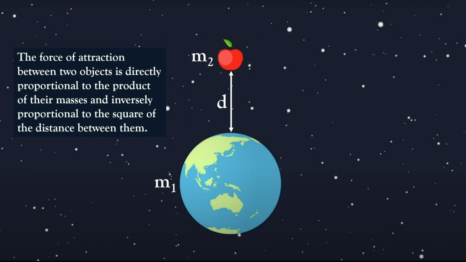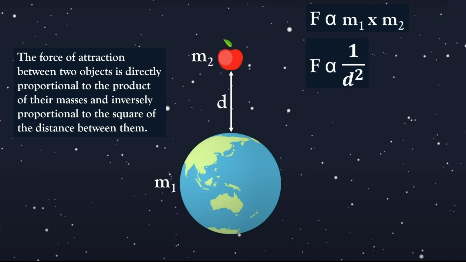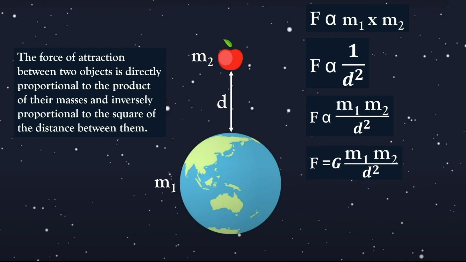So accordingly, we can write force is directly proportional to the product of masses, which is m1 into m2. Also, the force is inversely proportional to the square of the distance between them. So we can write F is inversely proportional to d square. Combining these two equations, we can write it as F is proportional to m1 into m2 divided by d square. So here we have to change the proportionality sign. So F is equal to G into m1 m2 divided by d square.